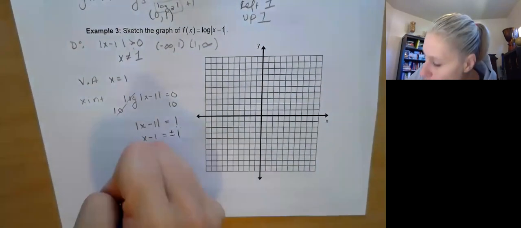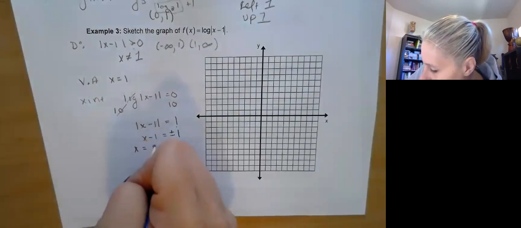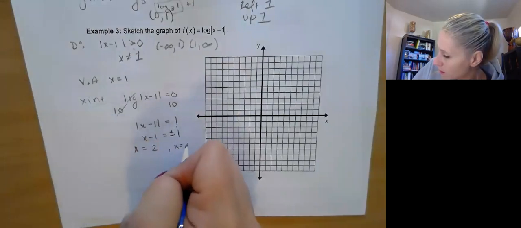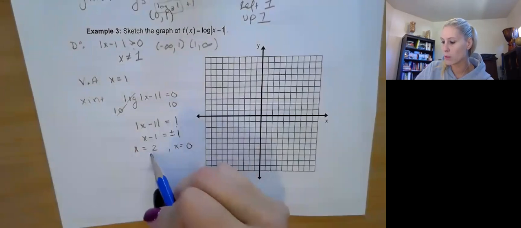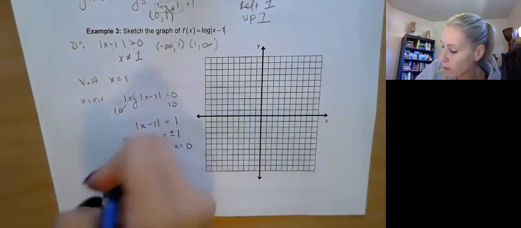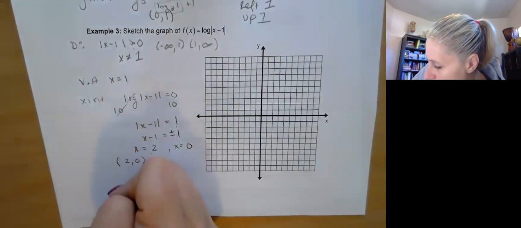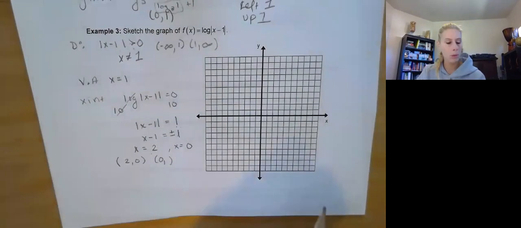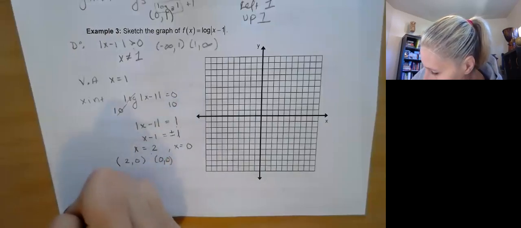Now we solve. If I add 1 to the +1, I get 2. If I add 1 to the -1, I get 0. So x equals 2 or x equals 0. So let's remember our coordinate pairs. So that's 2, 0, and 0, 0. Ooh, there's 2 x-intercepts. What's going on here? Okay. Y-intercept.